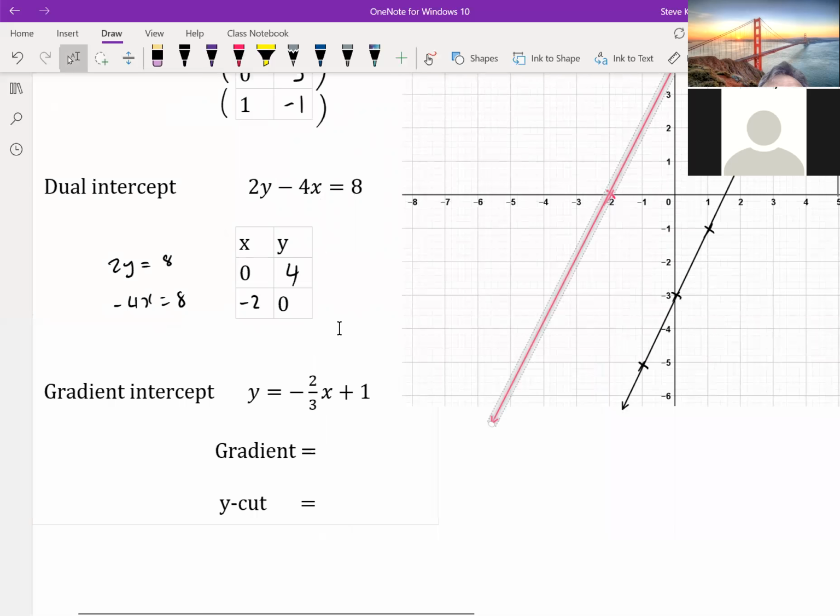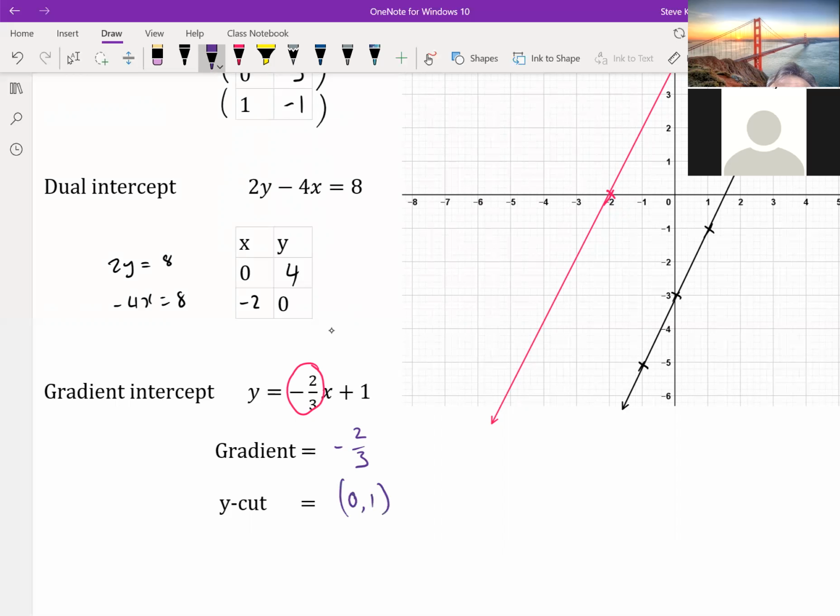No problem. And then the third method was the gradient intercept method, where we take the gradient and we take the y-cut and we use those. Now, the gradient is the number that comes in front of x. So in this case, it's going to be -2/3. And the y-cut is at the 0.01. It's that number that we get at the end there.